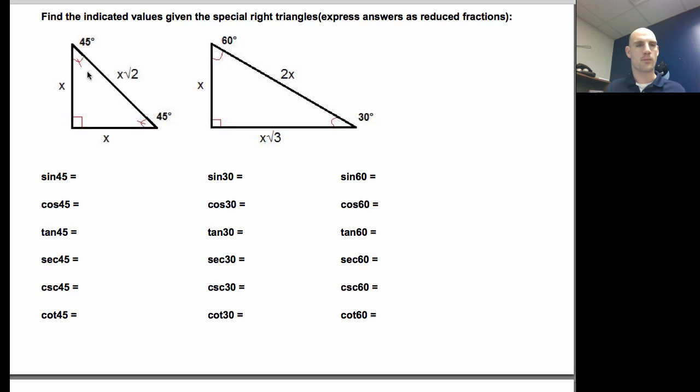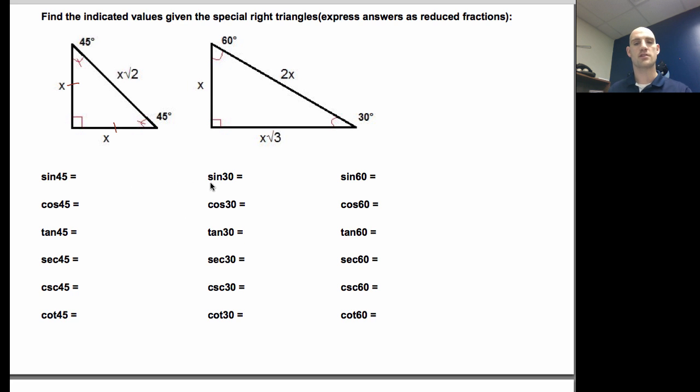And so if you can remember that, in a 45, 45, 90 degree right triangle, the 2 legs are the same, they're x, and the hypotenuse is x times root 2. And in a 30, 60, 90, the shortest side is opposite 30, the hypotenuse is twice that, and the other leg is root 3 times that short leg. You can do all of this from memory.